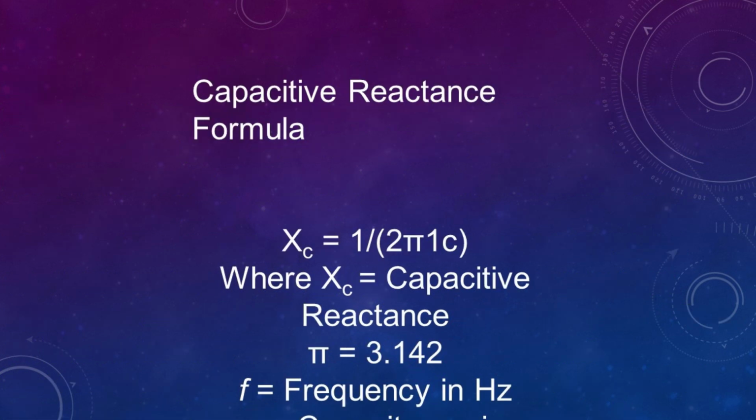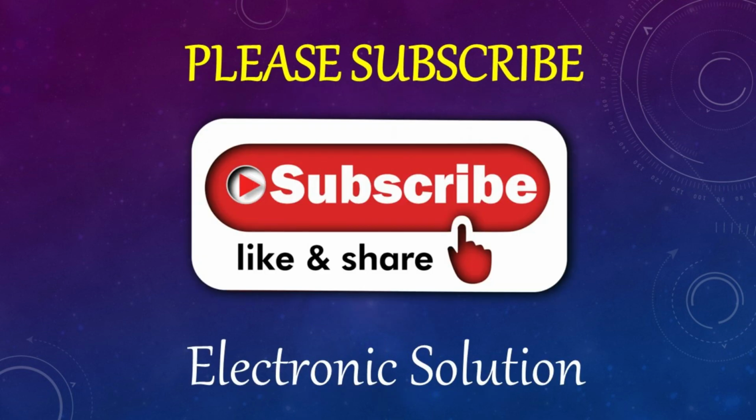Capacitive reactance formula. X_C equals 1/(2 pi f C). Where X_C equals capacitive reactance, pi equals 3.142, f equals frequency in hertz, and C equals capacitance in farads, F.